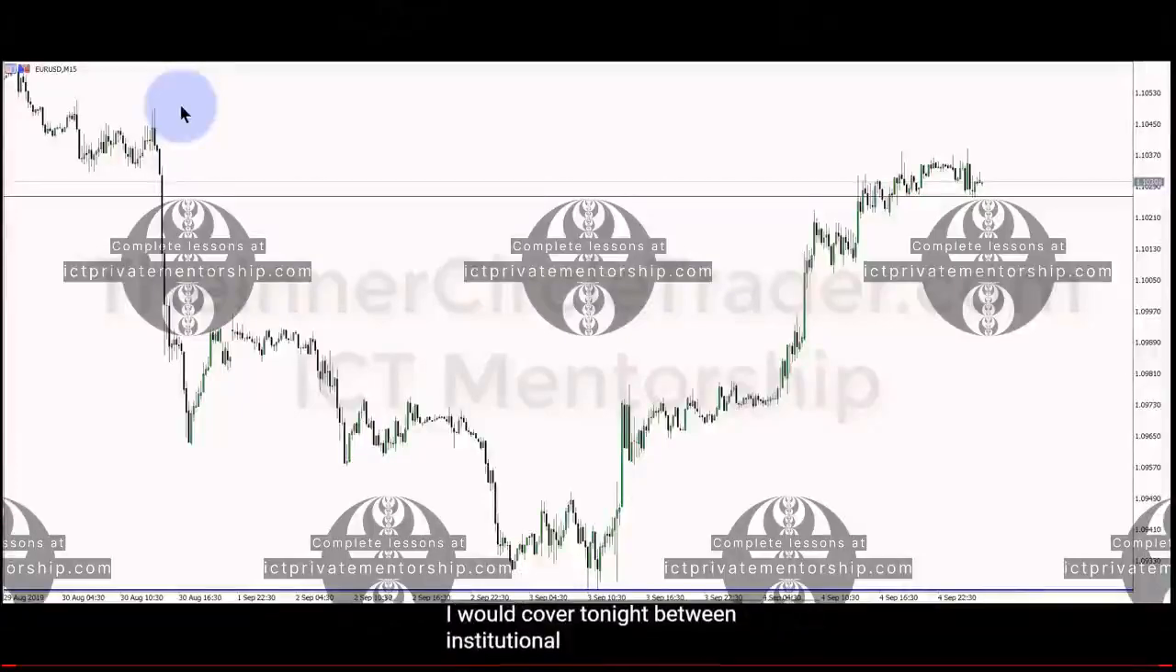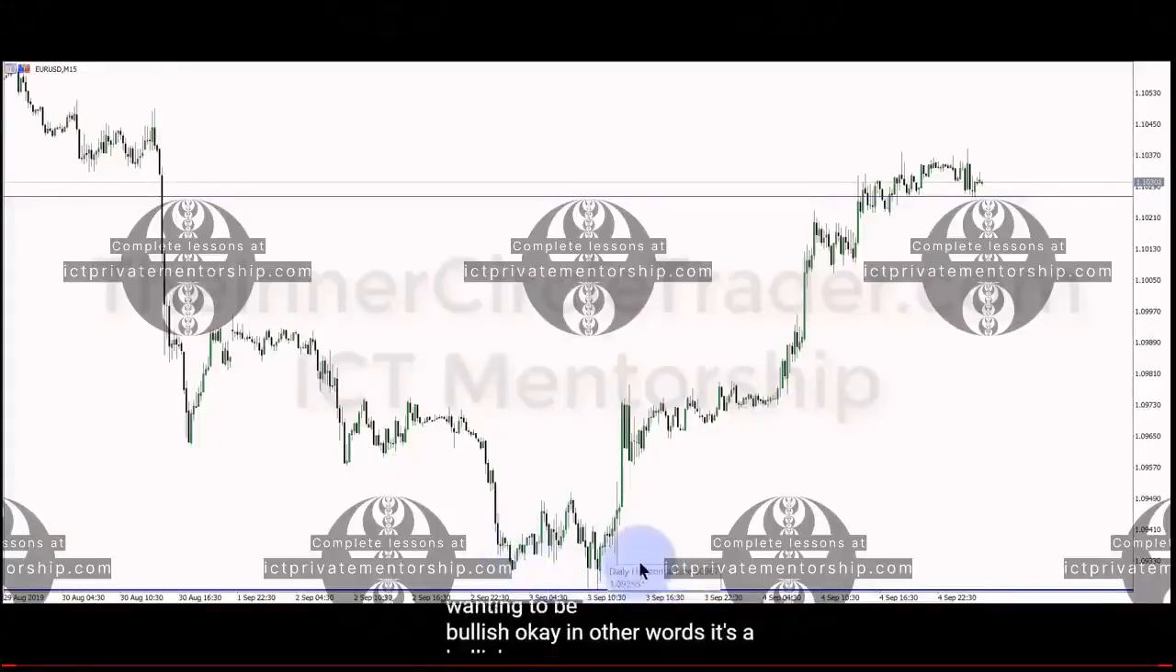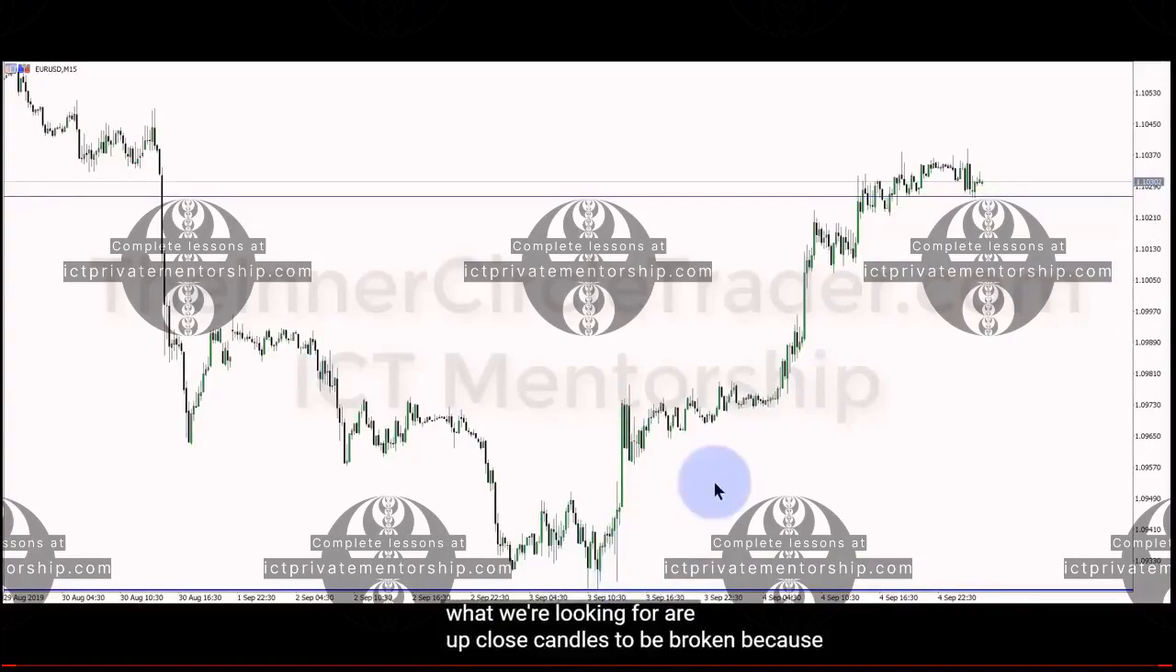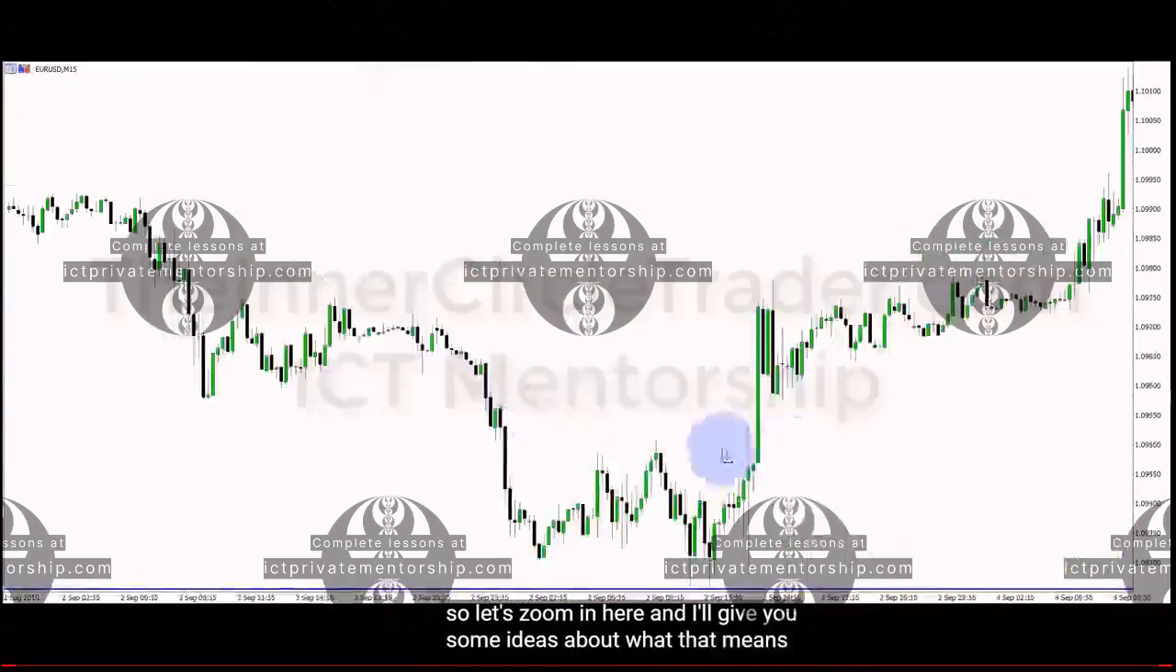Between institutional order flow and interbank order flow, what are the differences between the two? If we have an idea that the market is wanting to be bullish, in other words, in a buy model or a buy program, what we're looking for are up close candles to be broken, because they would otherwise be bearish order blocks, and we want to see down close candles find support. So let's zoom in here and I'll give you some ideas about what that means.